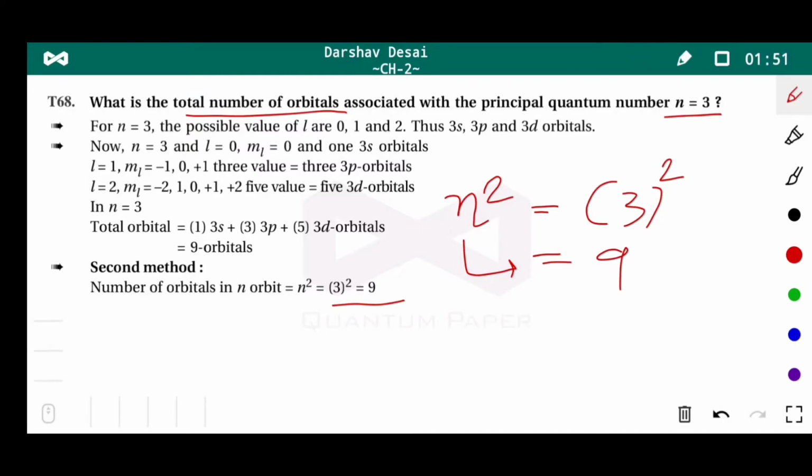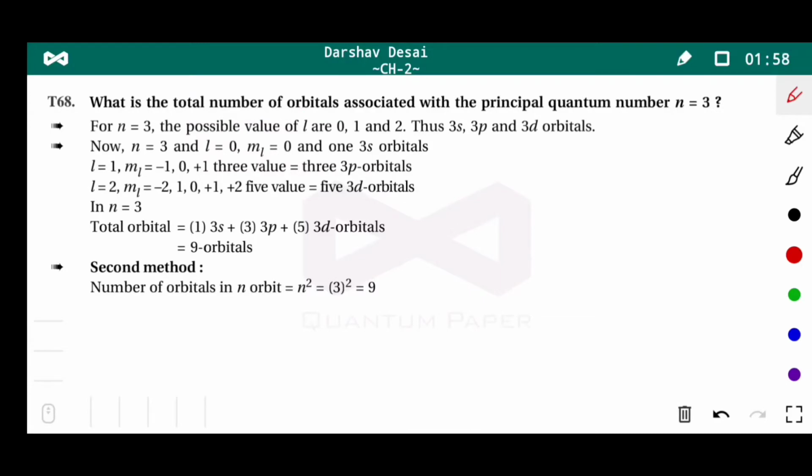Now I explain the second method. So what is the total number of orbitals associated with the principal quantum number n equal to 3? Principal quantum number is indicated by n. Here the value of n is equal to 3.